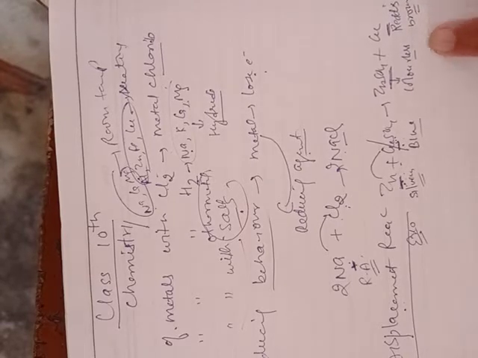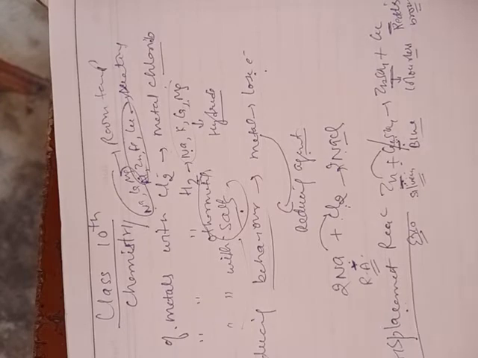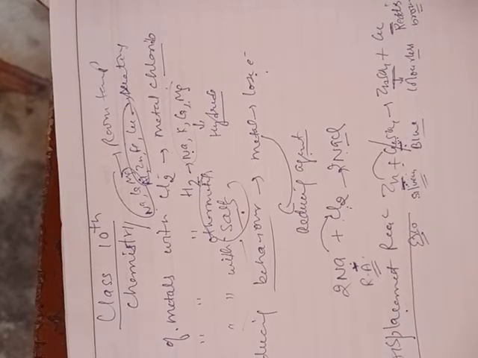Clear? In this way we can explain all the different kinds of displacement reaction, that is reaction between copper and silver nitrate, reaction of iron and copper sulfate.